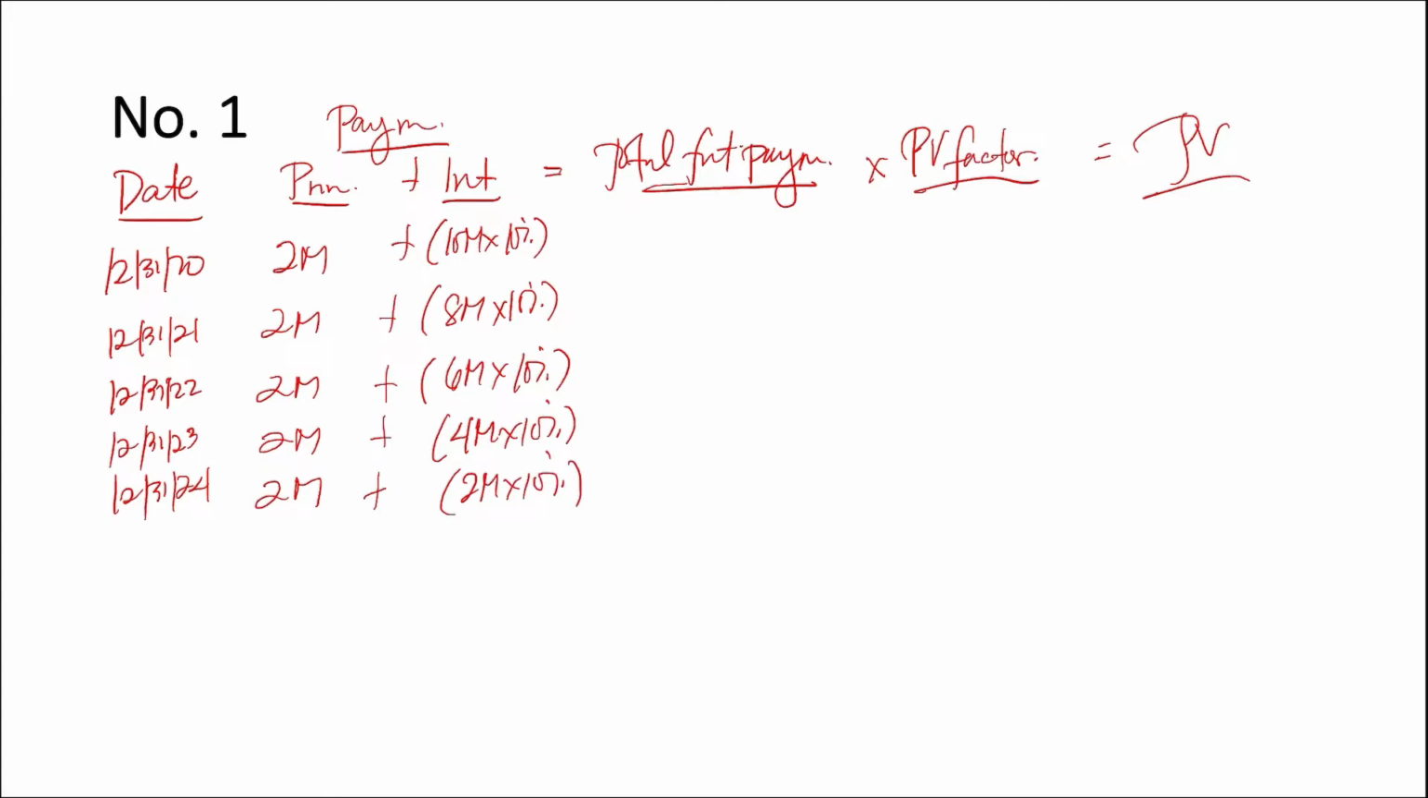Okay? Then, compute natin total future payments nila. On December 31, 2020, magkano yung total payment? That is, 2 million plus 1 million. 10 million, 10% ng 10 million is 1 million, di ba? So, 3 million. Next, yung 2021, magkano? 2.8 million, 2.6 million, 2.4 million, and 2.2 million. Okay? Last one. Present value factor.